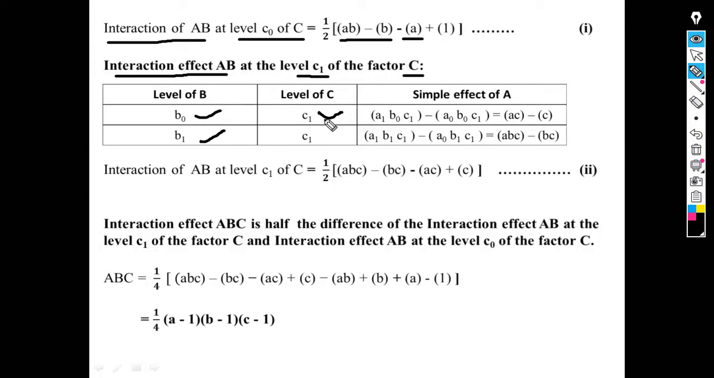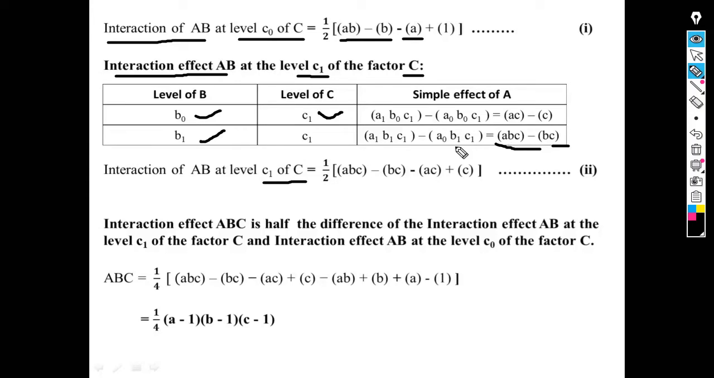So B0 and C1. We get simple effect A1 B0 C1 minus A0 B0 C1, so we get AC minus C. And second is B1 and C1. So we get A1 B1 C1 minus A0 B1 C1, so it is ABC minus BC. So take half of the difference between these. So we get the interaction effect of AB at the second level of factor C.